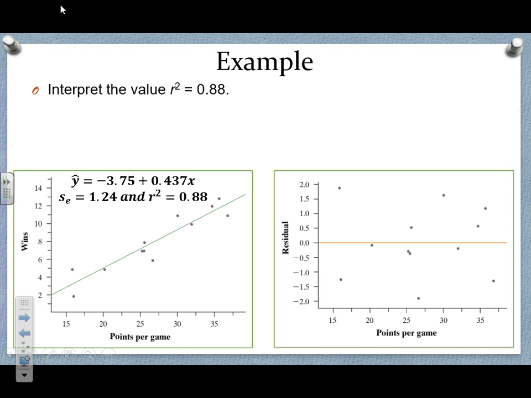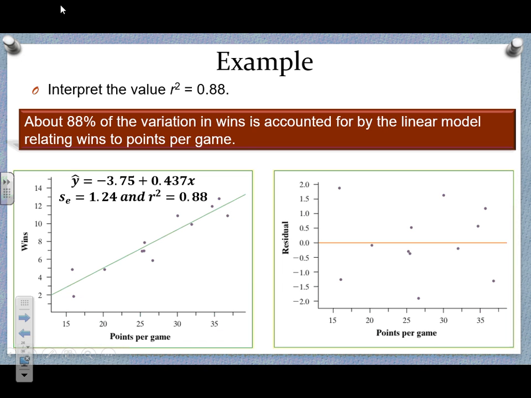Last thing then, interpreting the value of correlation squared. So if our correlation squared is 0.88, as they're saying here, when we make our statement about how to interpret, this is what it looks like. About 88% of the variation in wins is accounted for by our linear model. So by the line they gave us, we can account for 88% of the variation in wins.